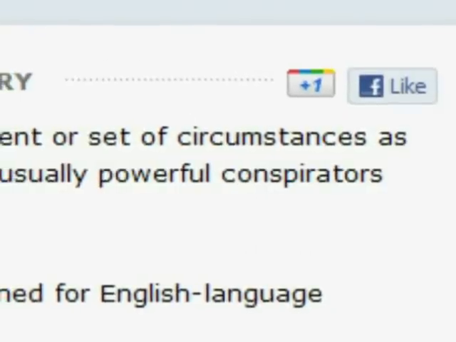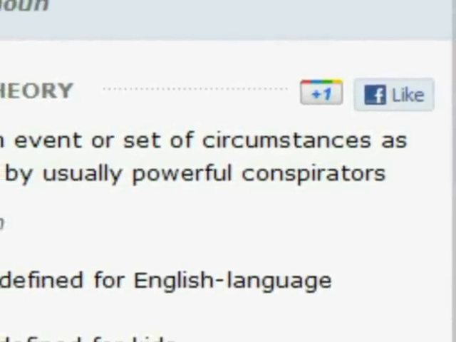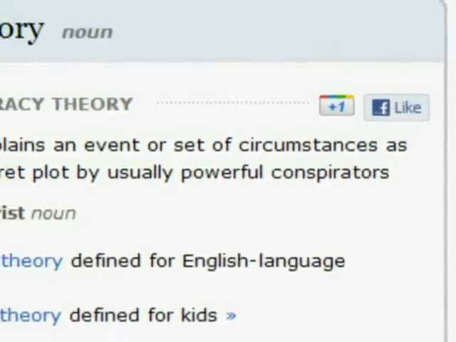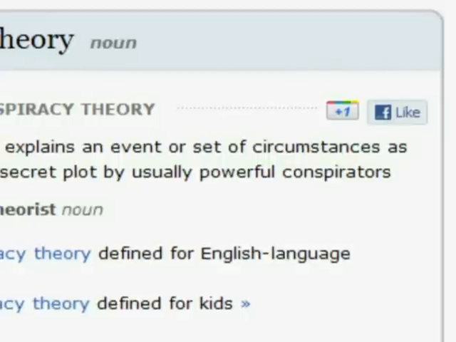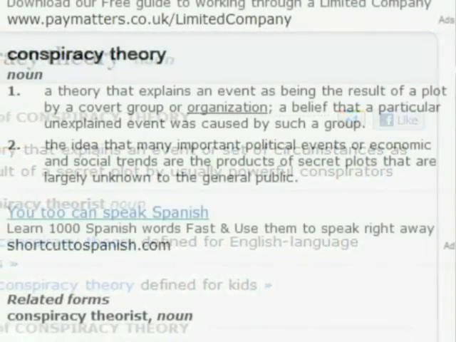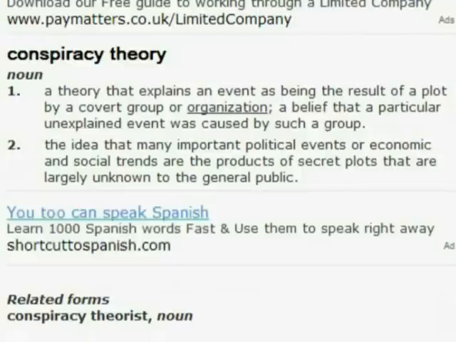Merriam-Webster uses the term usually powerful conspirators, which assumes that in some instances the conspirators won't be powerful. And the other 3 dictionary definitions make no mention of the perceived social or economic status of the perceived conspirators. Dictionary.reference.com includes a secondary description of conspiracy theory as an umbrella term regarding beliefs of secret influence relating to many important political events or economic and social trends. That's a significant departure from the other 4 dictionaries in that it implies belief in conspiracy theories as a broader worldview, or perhaps even a personality trait.